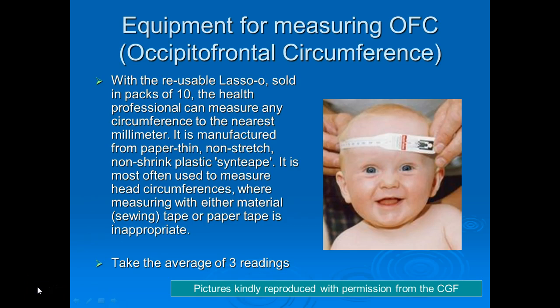Equipment for measuring the OFC, the occipitofrontal circumference, with this happy chappy. It's not very often that children are this happy for you to measure this for them. It's a reusable lasso that isn't single patient use. They're sold in packs of 10, and they are the most appropriate equipment to be used for doing this. They're paper thin, non-stretch, non-shrink plastic, and they should be used in place of a tape measure, because that is completely inappropriate and isn't the correct material and may shrink or stretch, so you get inconsistent measurements. And we should take the average of 3 readings, and further on again there's a video for undertaking this.